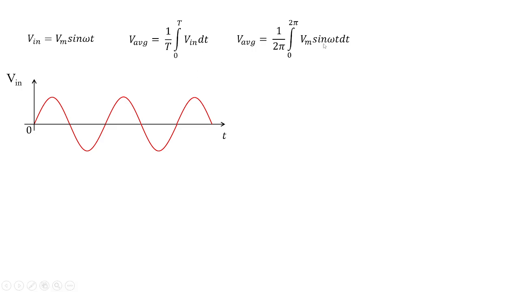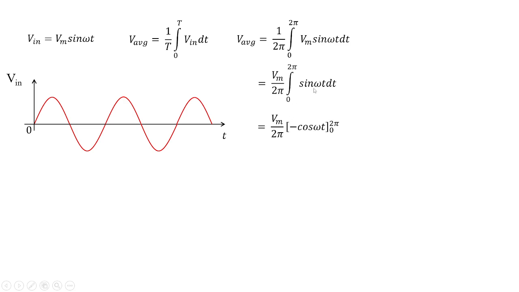So if I integrate this value here, the integration is carried out in terms of sine omega t dt. Vm I'm treating here as a constant value. So Vm by 2 pi is exactly an amplitude value. That's why it's a constant. And integration is applied to the sine omega t under interval 0 to 2 pi.